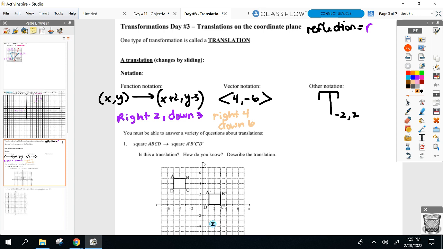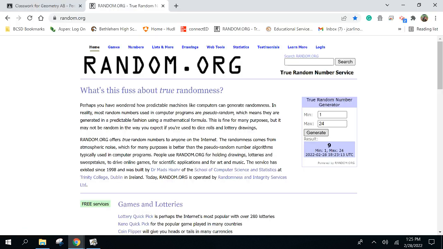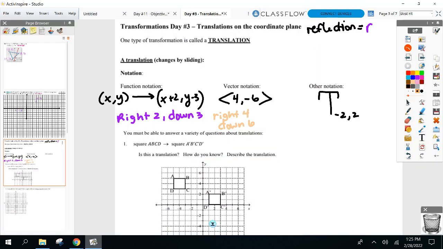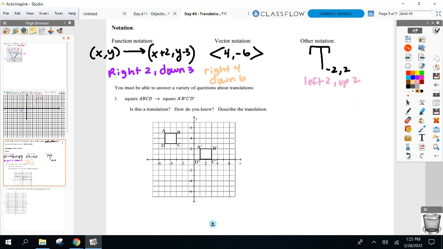-2, 2. Where are we moving? Here we go. Where are we moving if I see -2 for an x and +2 for a y? Where are we moving all our points? Left 2 and up 2. Left 2, up 2. Good work. All points are moving left 2, up 2. So there are 3 different ways I may ask you to write a translation. Questions?